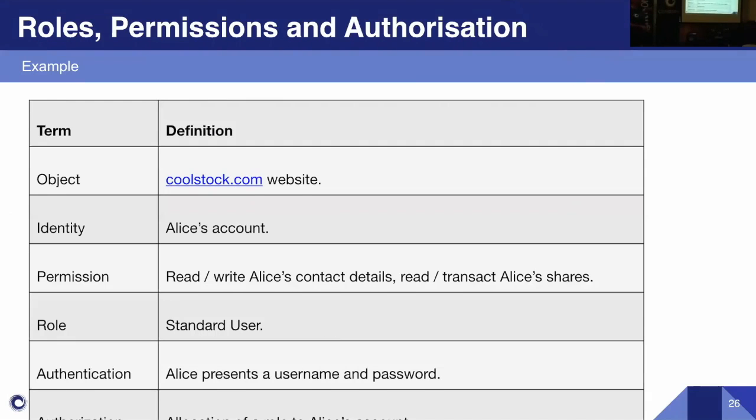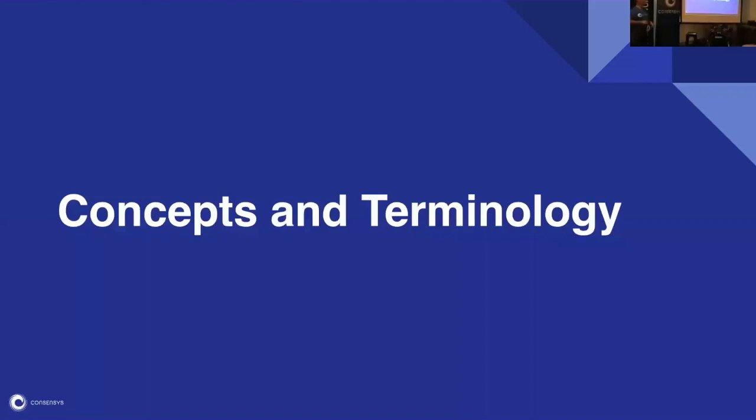Okay, and for instance, the object could be coolstock.com, the identity could be Alice, the permission could be, say, read, write access to her account details. Her role might be standard user. Authentication is maybe she needs a username and password. The authorization is when she first enrolled or registered, she might have been given those permissions. And the access control is enforcing that she only does what those permissions give her the right to do.